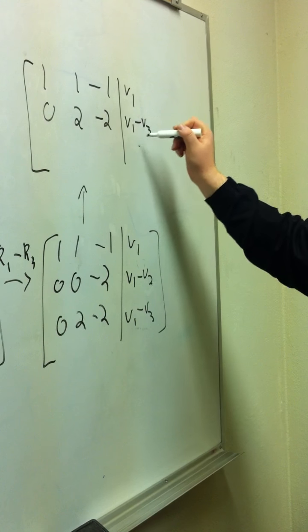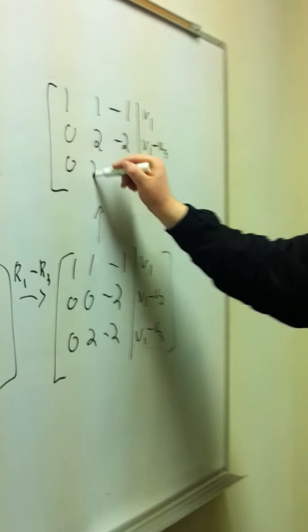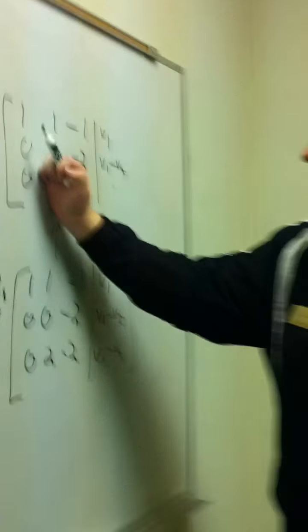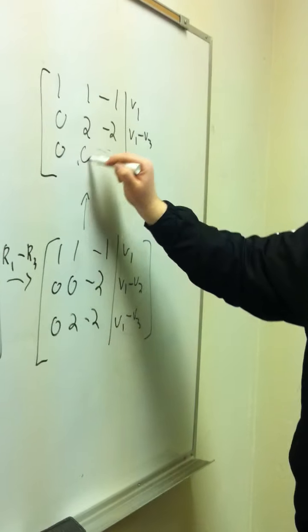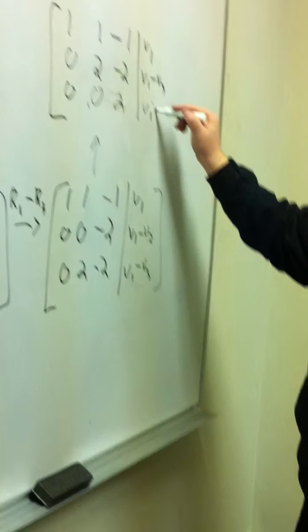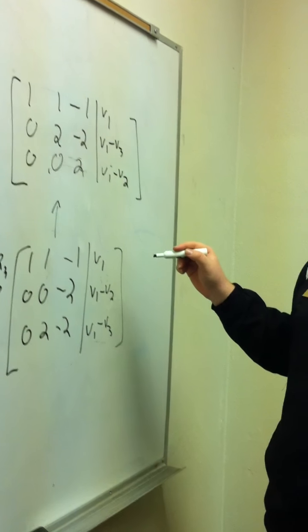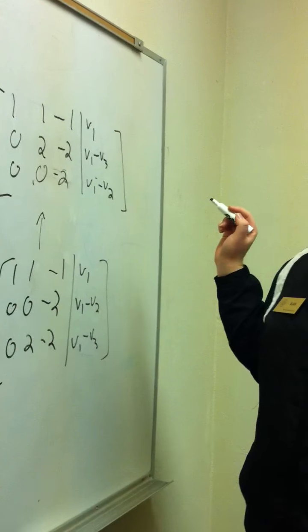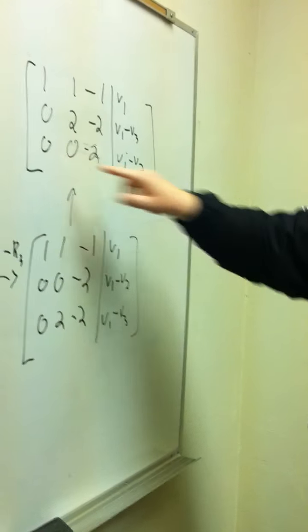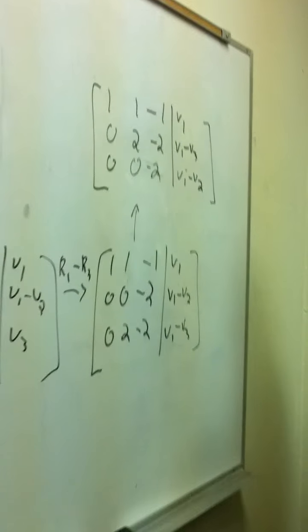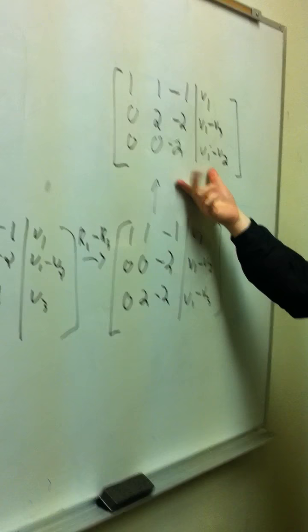V1 minus V3 and 0, 2, V1 minus V2. It's supposed to be a negative 2 on the bottom. Oh, it is. My bad. Okay, so this is in row echelon form.